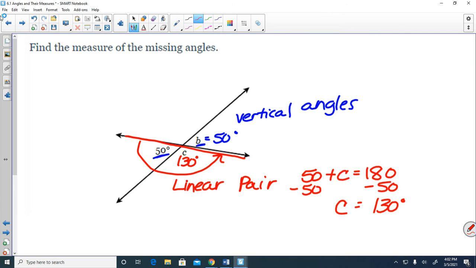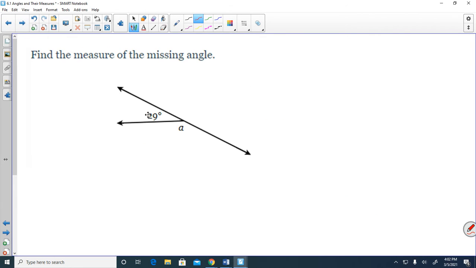I have a linear pair here. These two angles make a line. So I can say that 29 plus A equals 180. Subtract the 29 on both sides. A equals 151. So this angle is 151 degrees.